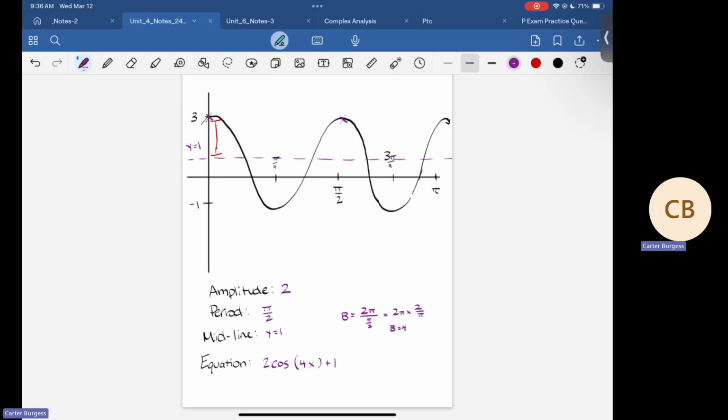Really good questions. Anything else before we add our final transformation? We're ignoring the frequency. Frequency is just the reciprocal of the period. If we know the period, then finding the frequency is easy. We're just not going to worry about the frequency.